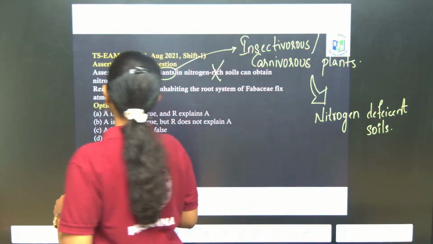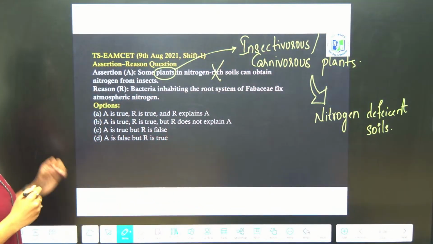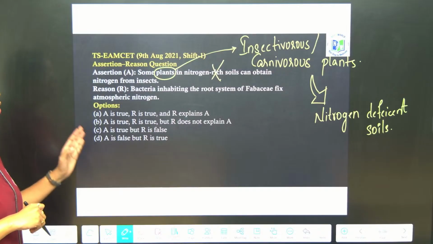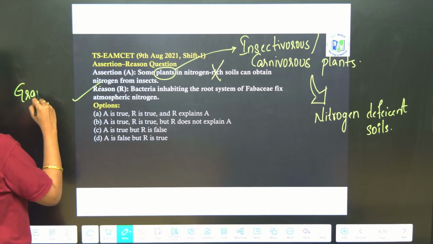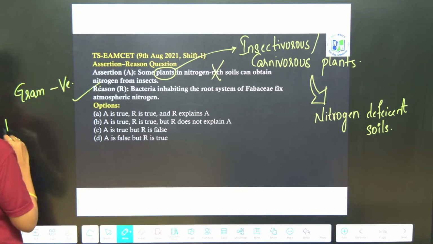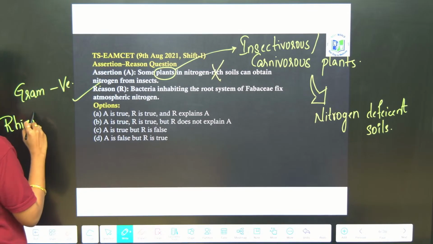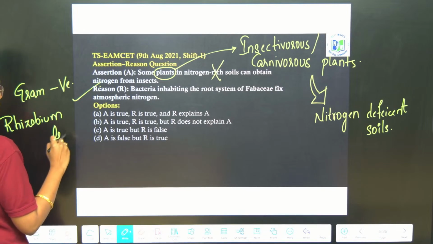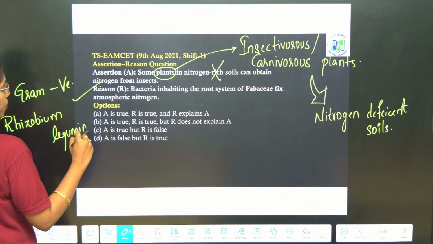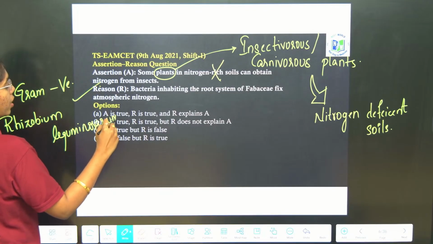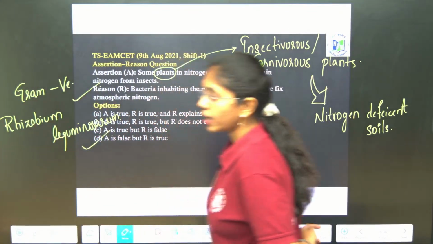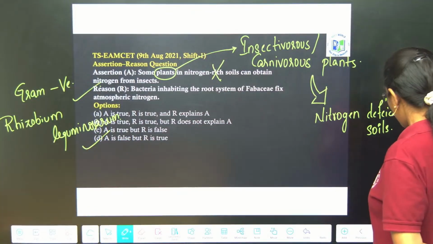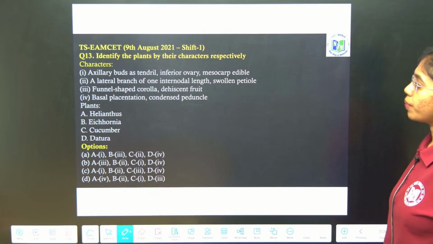Fine. Next, in reason, bacteria inhabiting the root system of Fabaceae fix atmospheric nitrogen. Correct. What bacteria is fixing the nitrogen in Fabaceae members? That is gram negative bacteria, Rhizobium leguminosarum. So, here reason is correct and assertion is false, which is option D. Clear with this? Yeah.